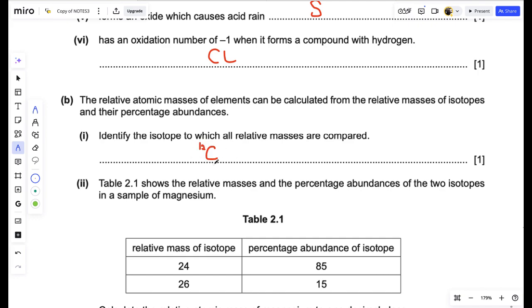Even in the definition of relative atomic mass, "as compared to carbon-12 isotope" is the end of the definition, as benchmarked or compared with the carbon-12 isotope. So for the carbon-12 isotope, you write C and 12 in the back here, not in the front here, okay? So that's what it is. Now we go to the next question.